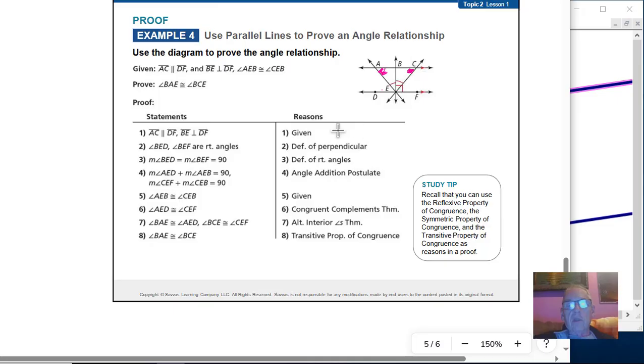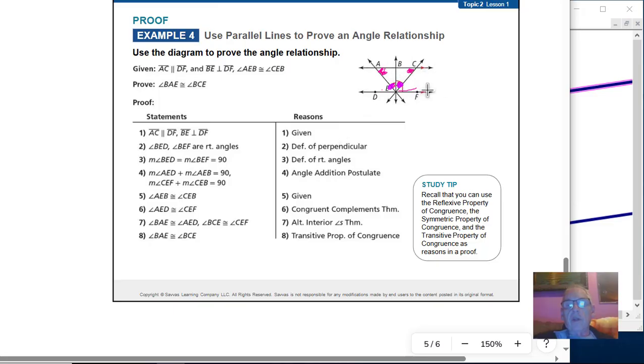And let's see how they do this proof. So we're given the parallel lines. Oh, we're also given that BE is perpendicular to DF, and that angle AEB, this angle, is congruent to this angle. So we got that these two angles are congruent. Mark those in purple. And we want to show that those two angles are congruent. So let's kind of see.